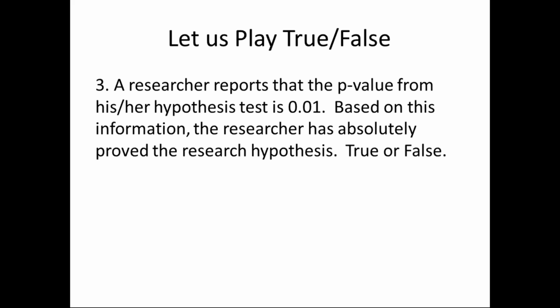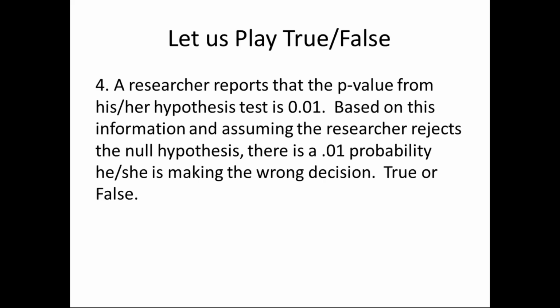No, these are all classic overinterpretations. Step way, way back from these statements. False. Now we're going to get closer. Based on this information, because all of them start with the same assumption, 0.01, 0.01. Based on this information, assuming the researcher rejects the null hypothesis, there is a 0.01 probability he or she is making the wrong decision. This is trickier now. True or false? Easy ones are over. False.